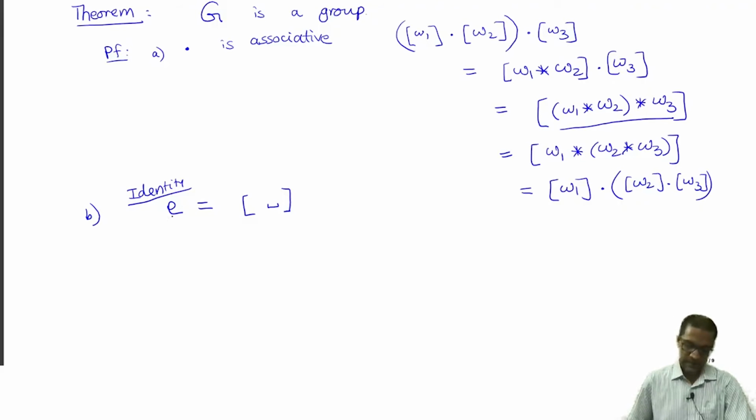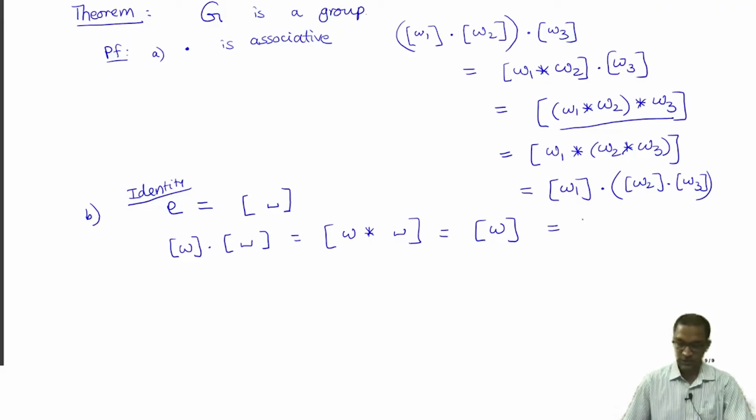The claim is that that serves as an identity, again by definition, because the multiplication just says for any word W, if I multiply it with the equivalence class of the empty word, I just have to concatenate W with the empty word, but that's just W. And observe the same logic holds in the other order. If I hit the equivalence class of the empty word with W on the right, then of course it gives me W. In some sense these two properties just follow from the corresponding properties of the star operation.